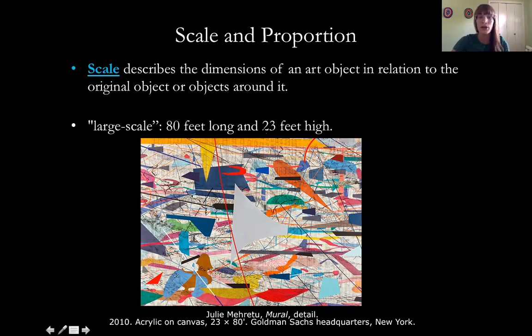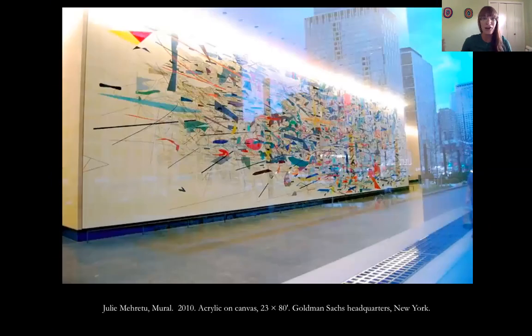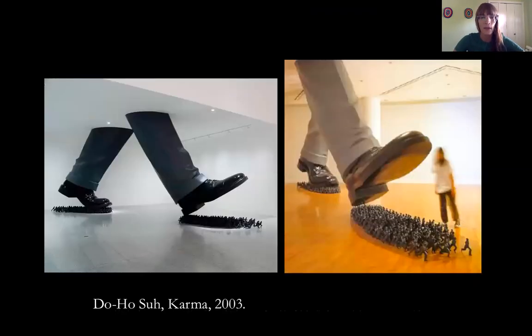It's 80 feet long by 23 feet high. And this is just a detail. And I could put it on the screen if you were here with me and you'd say, oh, it must be huge. But actually, it would be a lot bigger than a screen if I had one behind me. So here you actually see it in its atmosphere, where it actually existed in 2010. And it's basically the whole side of a building. So pretty cool. And this would be large scale. So this is large, right?